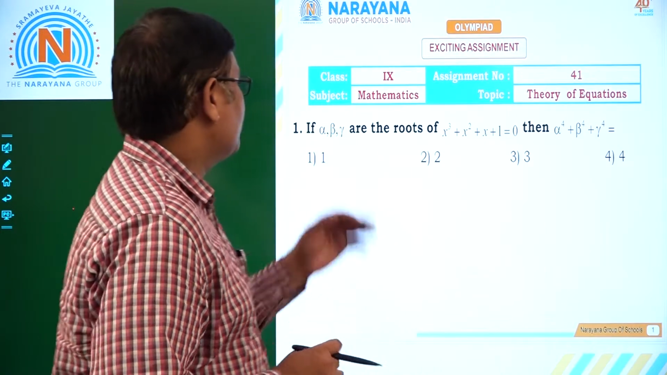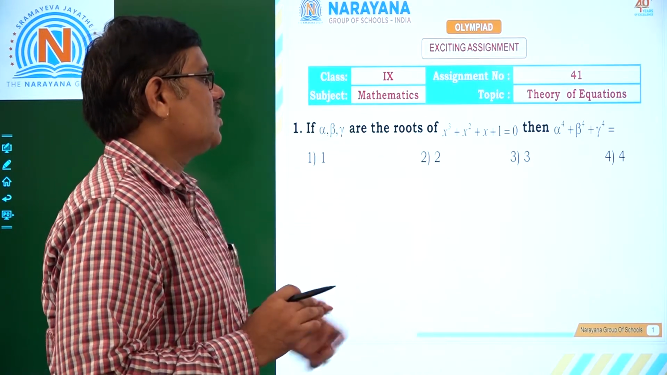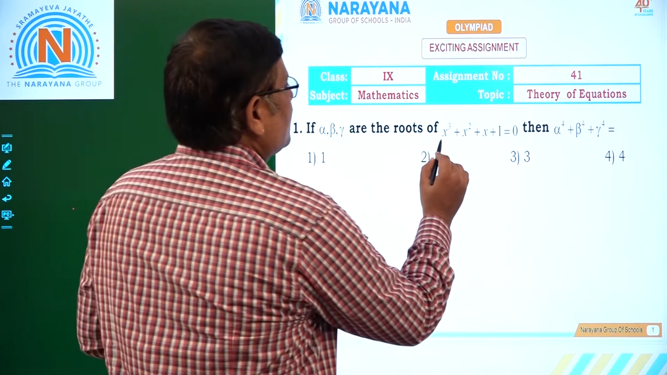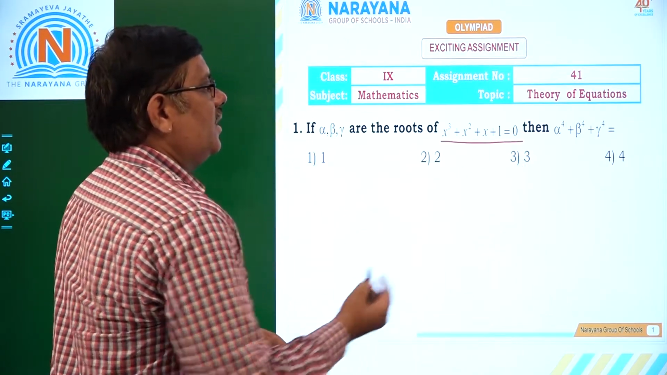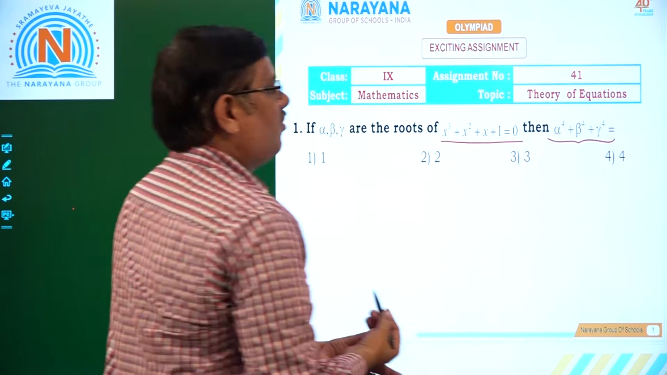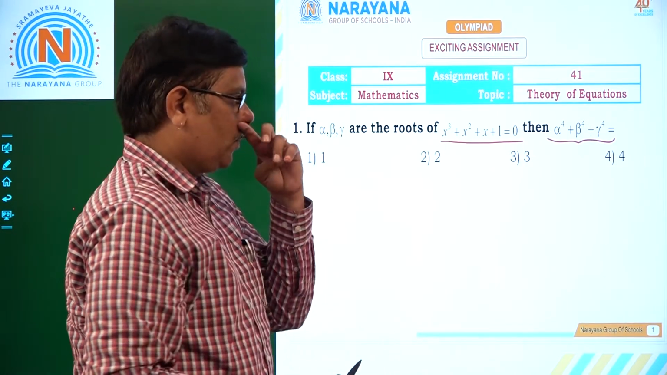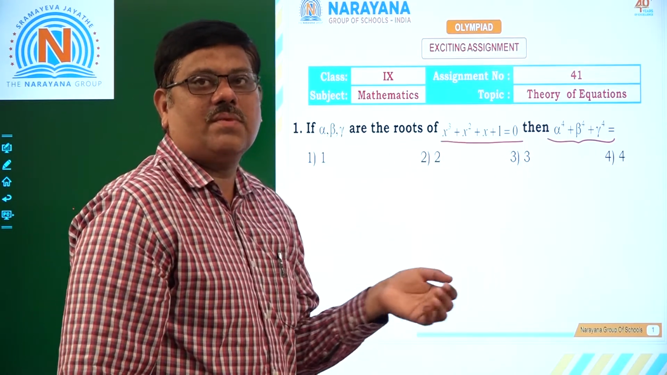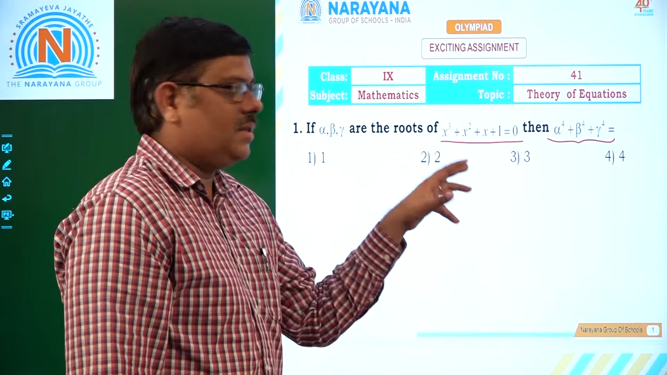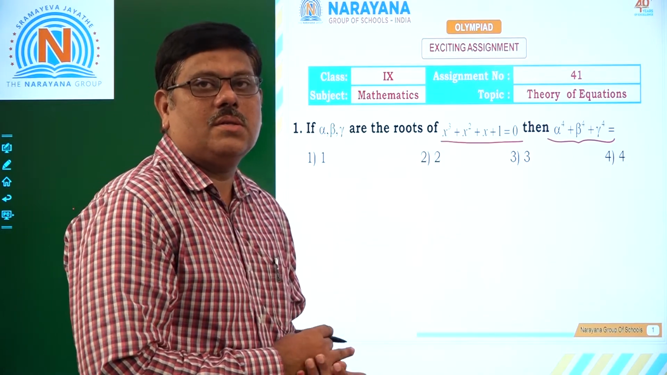Okay. So first question, if alpha, beta, gamma are the roots of x cube plus x square plus x plus 1 is 0, then what is the value of alpha power 4 plus beta power 4 plus gamma power 4? Sum of integral powers of the roots. Okay, but that we are going to solve by using Newton's theorem.